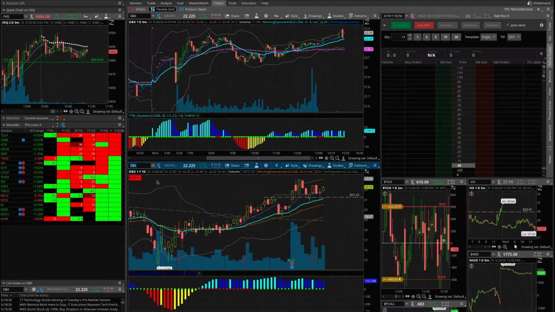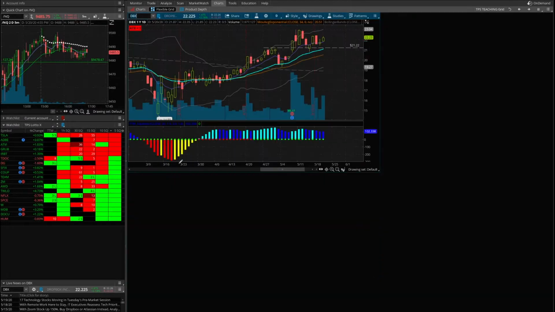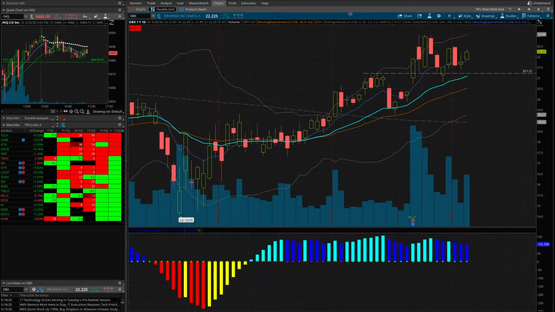So for instance, we're searching around in all of our searches for a good stock here. And let's say we came across Dropbox. Dropbox looks like it's currently in a little bit of an uptrend. And so this is on a daily chart. One might think this could be a good chart to take a trade in.